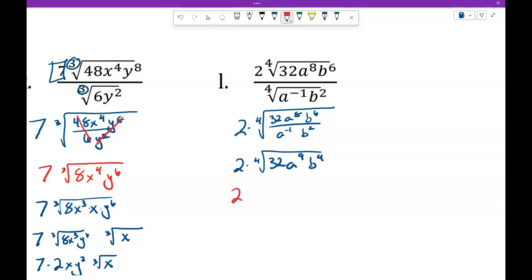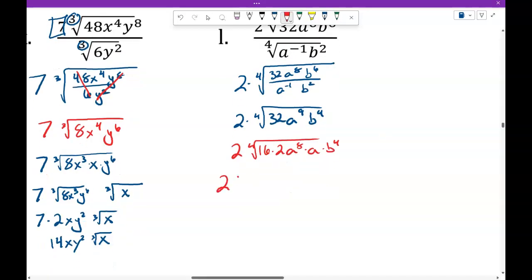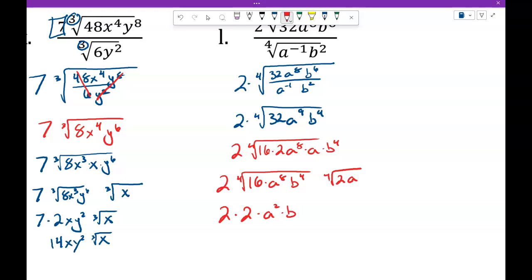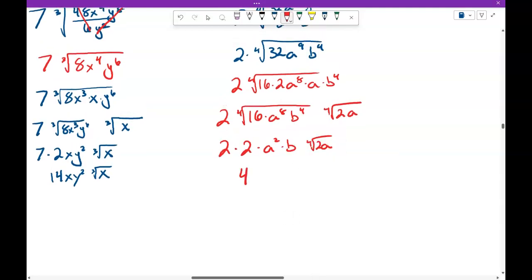And then we want to get things we can take the 4th root of. 16 times 2, a to the 8th times a, b to the 4th. Two radicals. 16, a to the 8th, b to the 4th, and 4th root of 2 and a. So we'll have 2 times 2 times a squared times b with our 4th root, and we multiply our integers to simplify our factor, and there we have it.